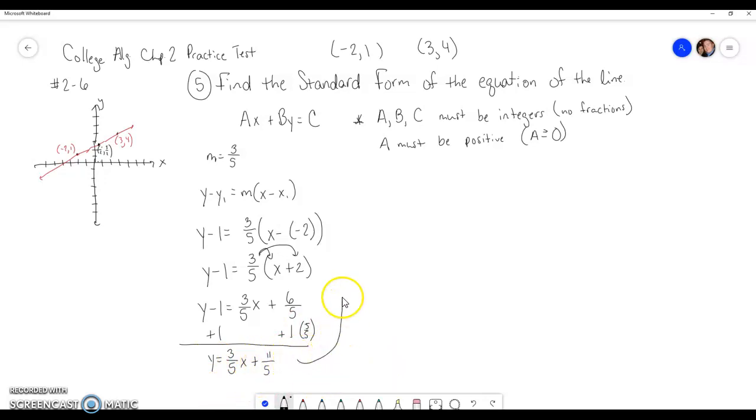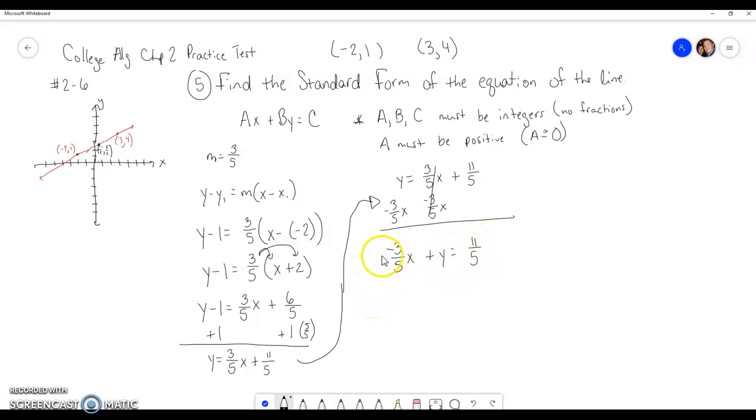Now, from here, this is not standard form. We need to write it into our ax plus by form. So we have y equals 3/5 x plus 11/5, and so I'm going to subtract 3/5 x on both sides. And so I get negative 3/5 x plus y equals 11/5.